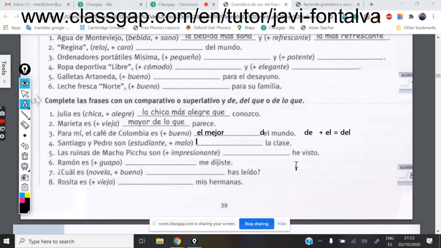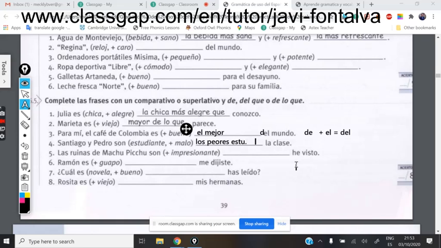the worst students in the class, for example. Okay, so it will be los and then mal. Mejor was bueno, malo was... Okay, let's include the word estudiante. So, I want to say Santiago and Pedro are the worst students in the class. Okay, so that should come first, then the noun will come. Students is estudiantes. Son los peores estudiantes, right?